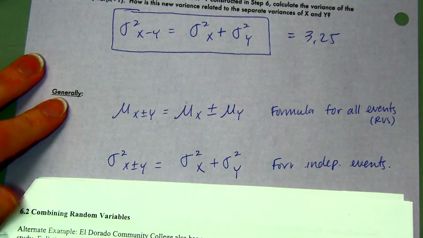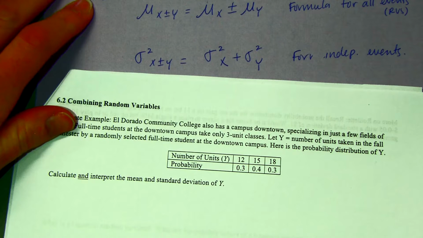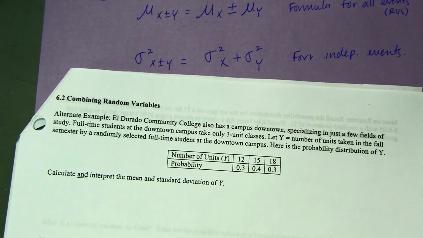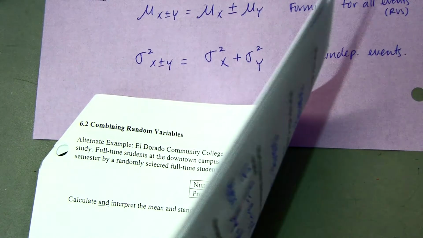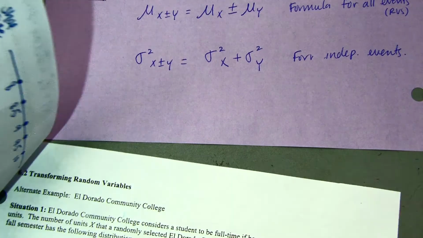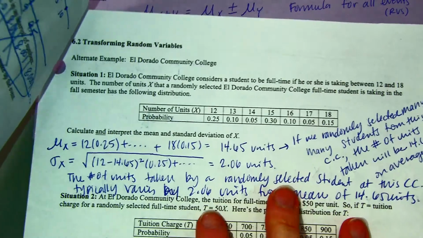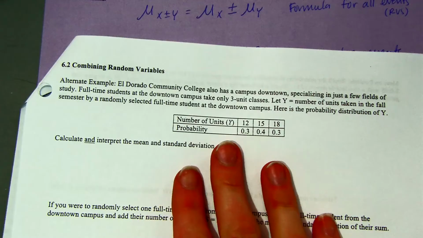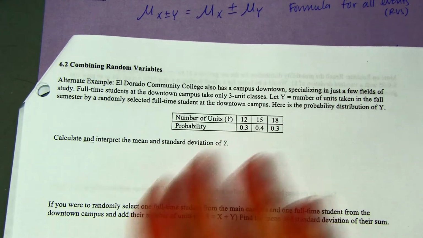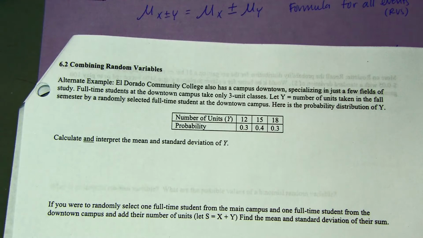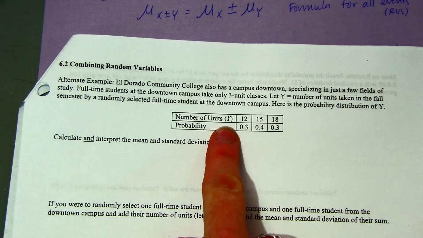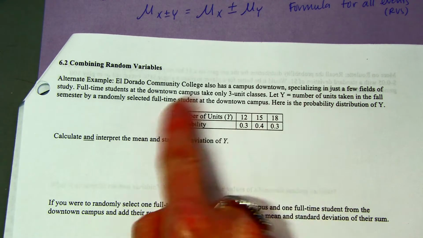So back to the community college. Let's suppose that the community college has two campuses. It has the main campus, which we talked about already on the previous page. Here's the distribution of units for the main campus. And let's say that they also have a downtown campus. So we're going to let X be the number of units at the main campus, and here we have Y being the number of units taken at the downtown campus.